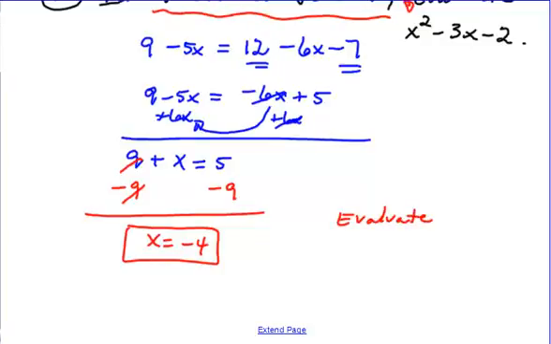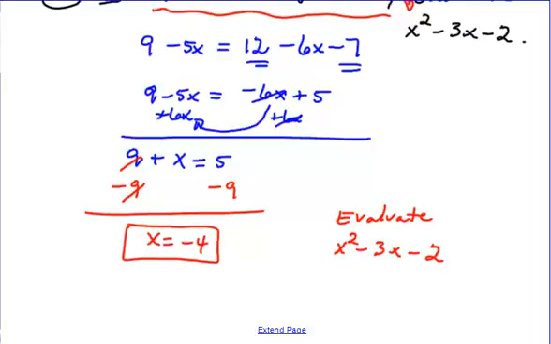Evaluate is another word for find a number for this thing: x squared minus 3x minus 2. So substitute this in. Let's see, we know we're substituting negative 4, so it better go in parentheses, right? Minus 3. Negative 4 times negative 4. Careful. Positive 16. That's why we had to be careful with the parentheses, so that we would know that it was a positive, since the negatives canceled.